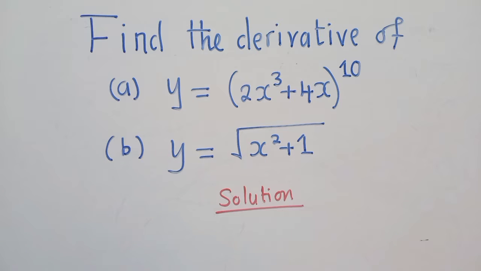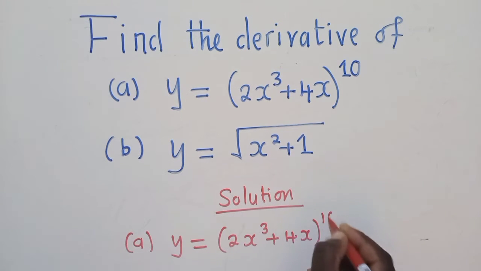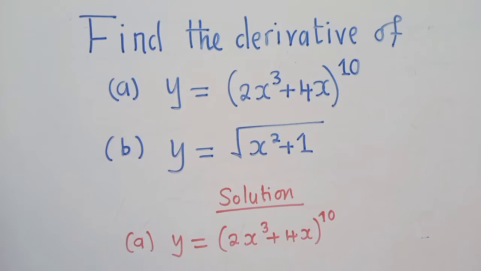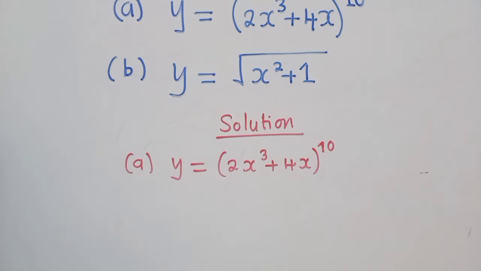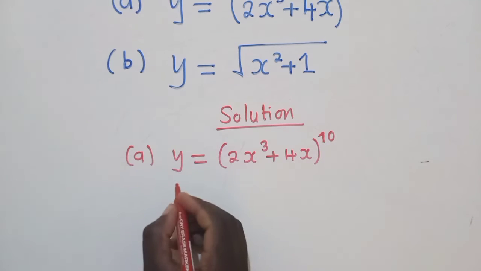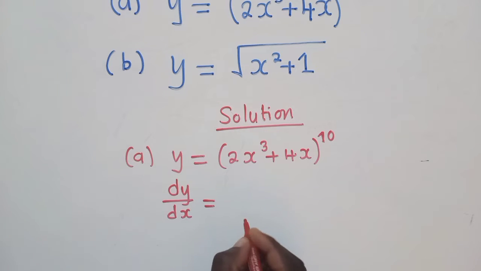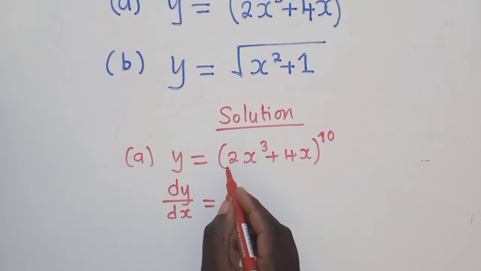Okay, so we shall start with question A, which is y is equal to 2x power 3 plus 4x, all to the power 10. When you've been asked to find the derivative, it's very important that you check whatever you've been given. So you say dy/dx is equal to, you find the derivative.